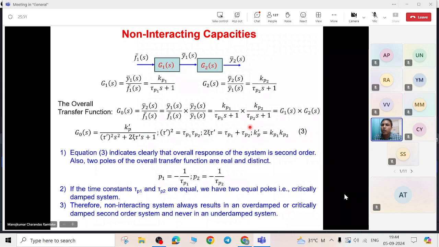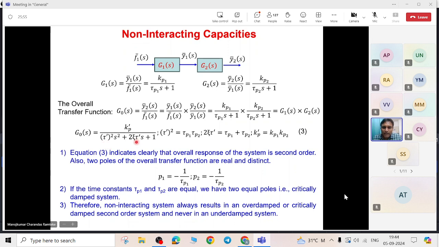Therefore, whenever we have multiple capacities arranged in a non-interacting manner, we are bound to get real and distinct roots, and therefore the system will be overdamped, or at most it can be critically damped, isn't it? A critically damped system we will get only when the damping factor is 1.